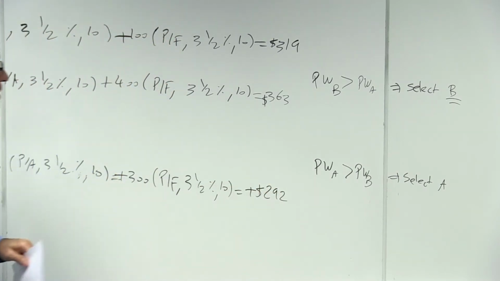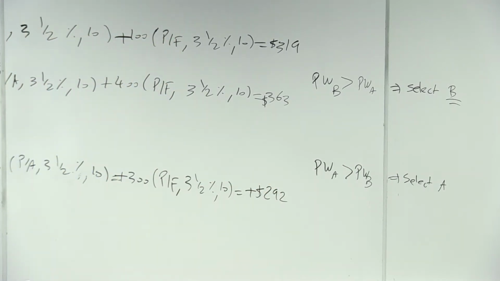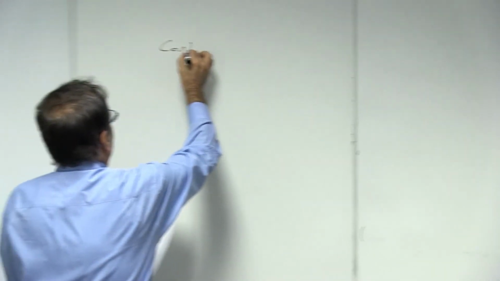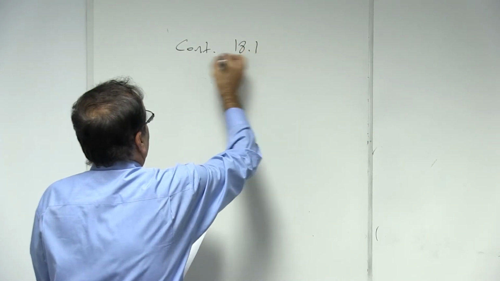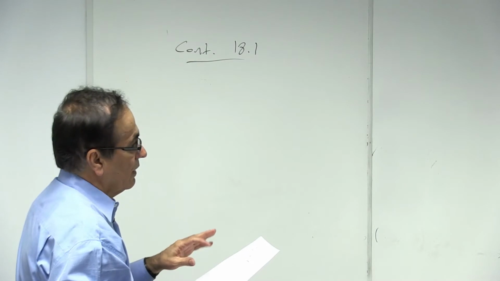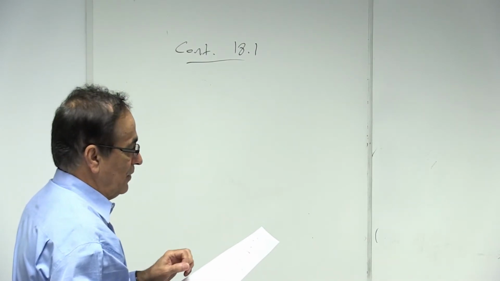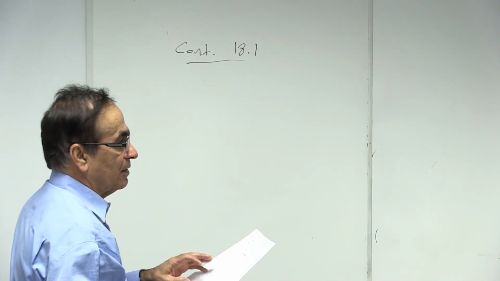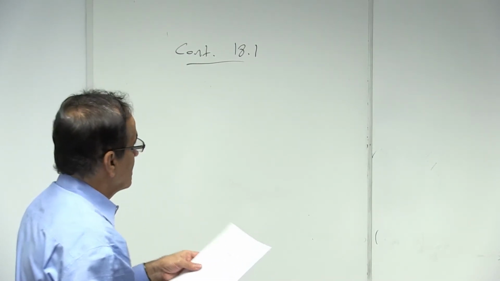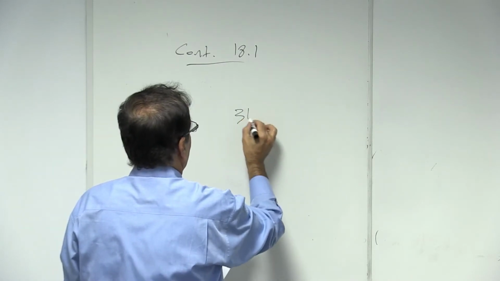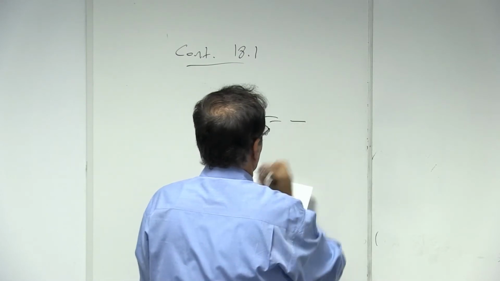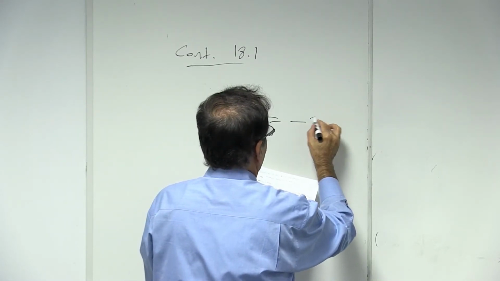So how are we going to resolve this? What we're going to do is a sensitivity analysis. We're going to continue example 18.1. Now, if the salvage value for alternative B was 300, A is better than B. So I'm going to set $319, which is the present worth of alternative A, equal to the present worth of alternative B.